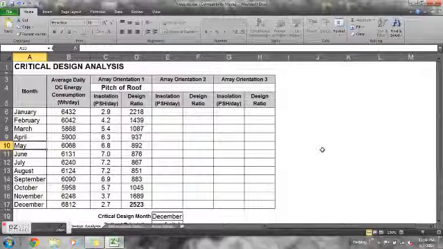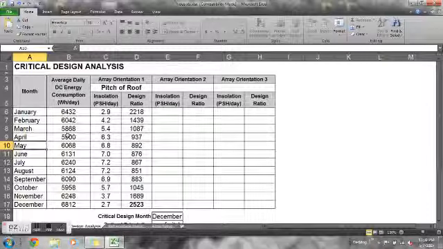The next step is the critical design analysis. The goal of this process is to find the critical design month, which is the month with the highest load requirement and lowest insolation. Ideally, you would find the critical design ratios from several different orientations. However, in this example, we're going to be limited to the pitch of the roof.